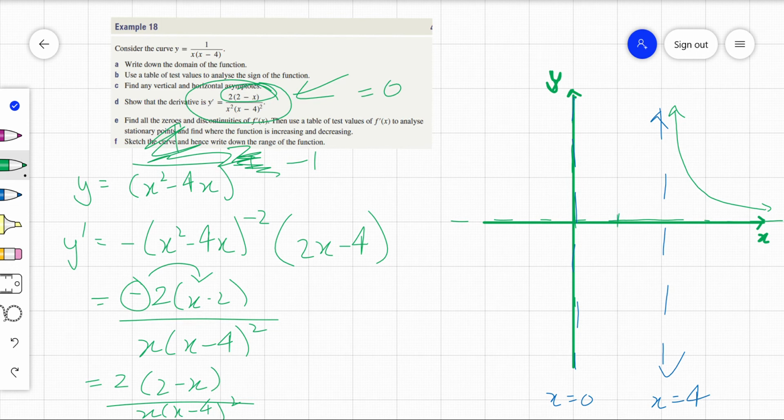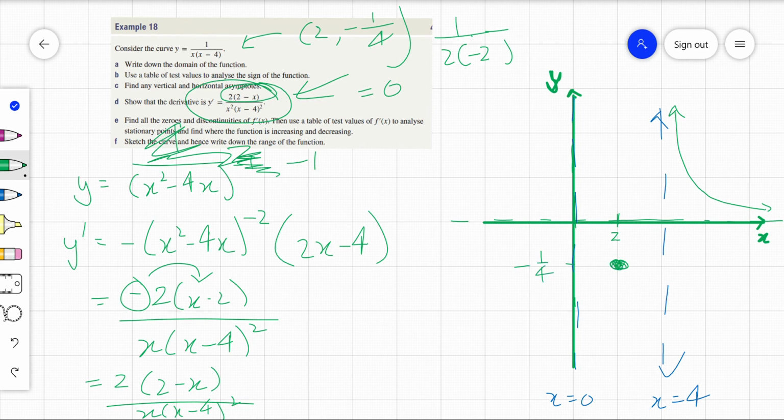That is where x equals 2. And if you sub in 2 here for x, you get 1 on 2 times (2 minus 4), which is minus 2. So you get negative a quarter. Is that right? So this point, 2, negative a quarter, is a stationary point.